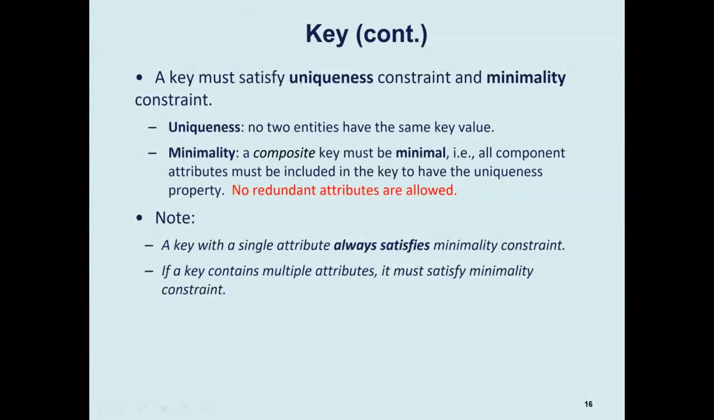Okay, so keys must satisfy the uniqueness constraint and the minimality constraint. Uniqueness constraint means that in the context of the ER model, every entity in an entity type must have a unique key value. Minimality constraint basically means that if a key has multiple attributes, then all attributes are needed to satisfy the uniqueness constraint. In other words, the set of attributes must be minimal. You cannot have redundant attributes in the key, okay?